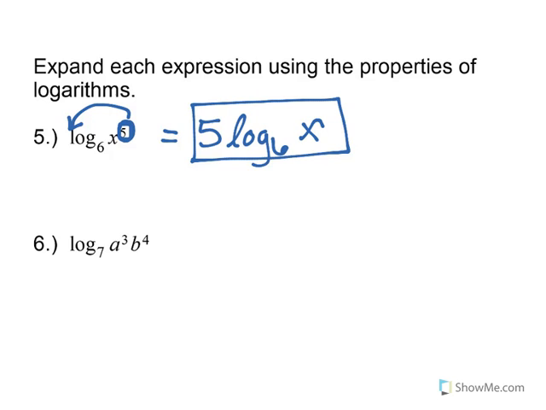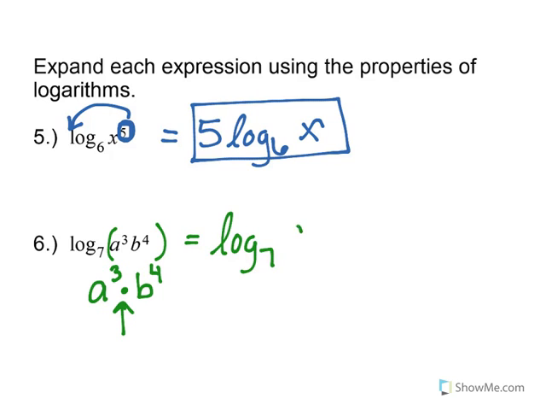Many problems will have multiple pieces on the inside. So when I'm looking at number 6, the inside is really a to the 3rd times b to the 4th, okay? That's what's inside of this logarithm. So the first thing I'm going to do is take that multiplication and split it into a sum. So I can say that this is really log base 7 of a to the 3rd plus log base 7 of b to the 4th, all right? Now, the 3 and the 4 as exponents apply to the individual pieces, the a and the b respectively. So I can't pull them out right away.